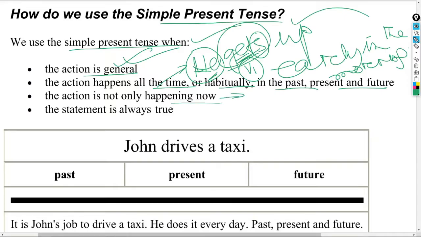ऐसा नहीं कि जब हम बोलते हैं तब वो काम होता है, ऐसा नहीं है. But normally होता है, usually होता है, as a habit होता है, और generally होता है, और universally होता है. The statement is always true. कुछ जो स्टेटमेंट है वो हरदम ट्रू है.